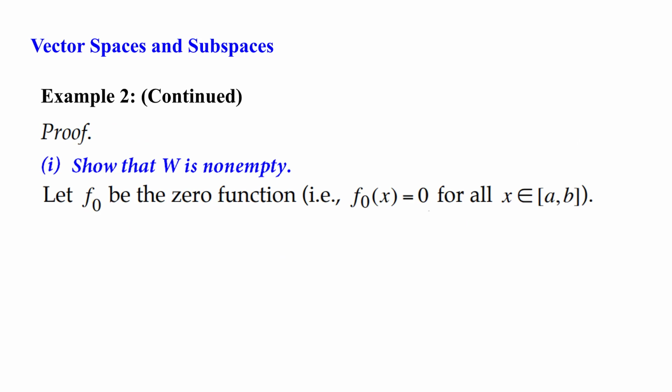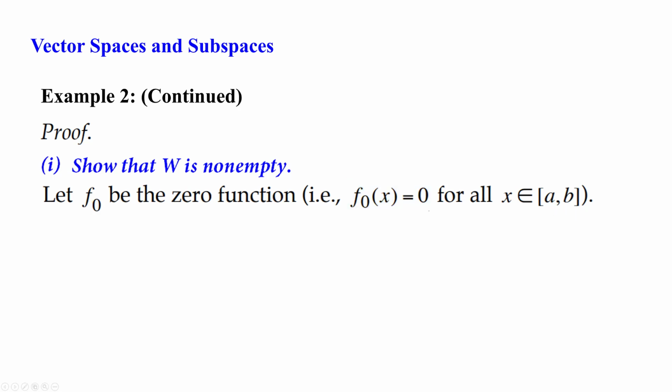Proof. First, what do we want to do? We have 3 things to do. Show W is non-empty, so we have to consider the 0 function. Remember, the objects in my space V are continuous functions on the closed interval. So what is the 0 function? It's the function that maps everything to 0, and of course it's continuous on any interval, so it's certainly in V.